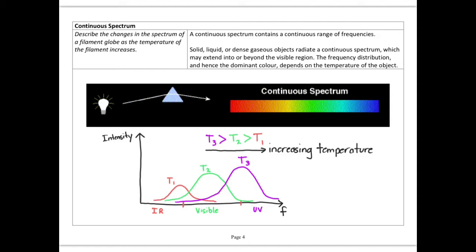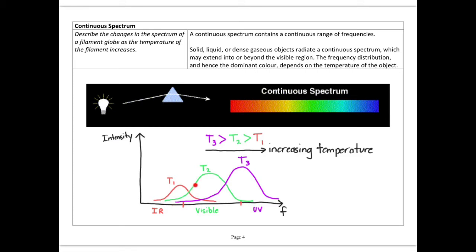Now the distribution of the spectrum really depends on the temperature of the filament or the temperature of the dense gas, if you're dealing with a dense gas. So at lower temperatures here, T1 is our low temperature, we'll see basically it'll be towards the infrared part of the spectrum, so less energy, less frequency. We could have frequency or energy here because they're proportional. And often when we start to heat things up, we'll say that they go red hot. So red hot though is about there.